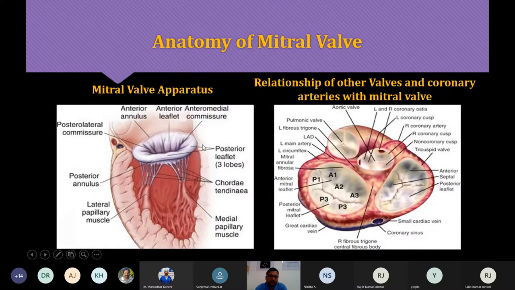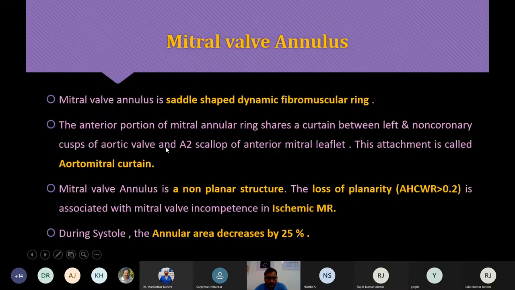This is the mitral valve apparatus. The annulus, and then there is an anterior mitral leaflet, posterior mitral leaflet. There are two commissures, and the posterior mitral leaflet is divided into three scallops.